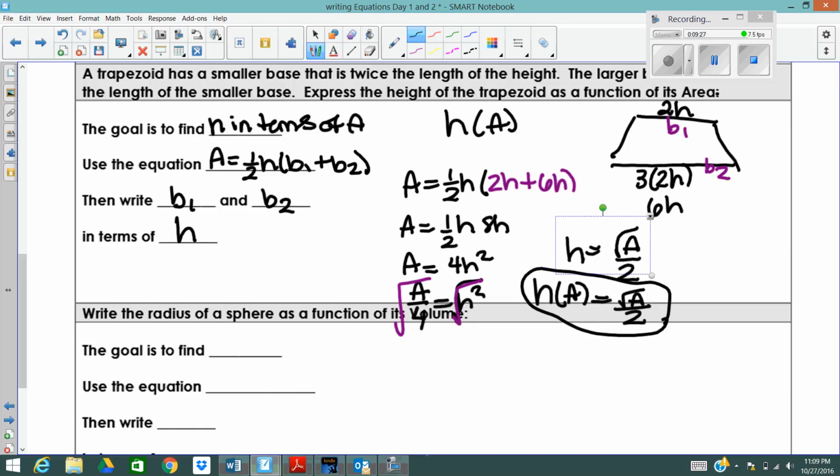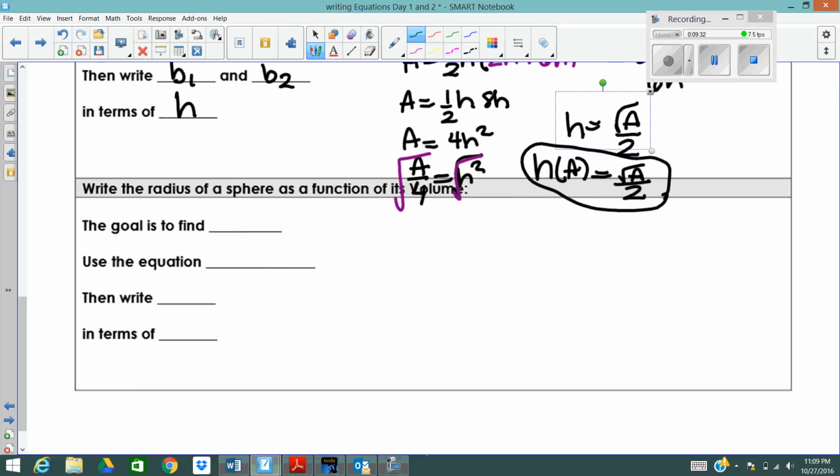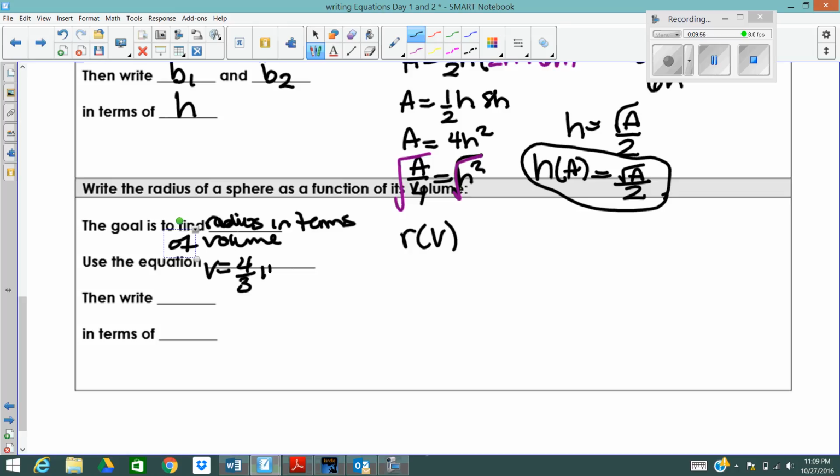All right, so our last example, write the radius of a sphere as a function of its volume. So we want the radius as a function of the volume. So our goal is to find the radius in terms of the volume. So we're going to need that volume formula. So the volume of a sphere is 4/3 pi r cubed. Again, if you did not know that, know it now, memorize it.